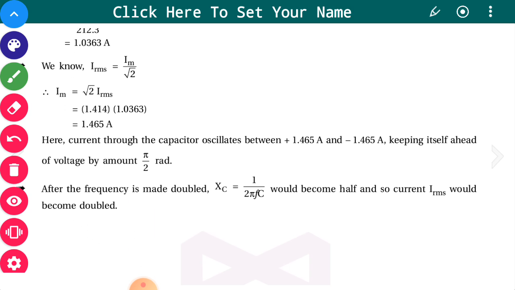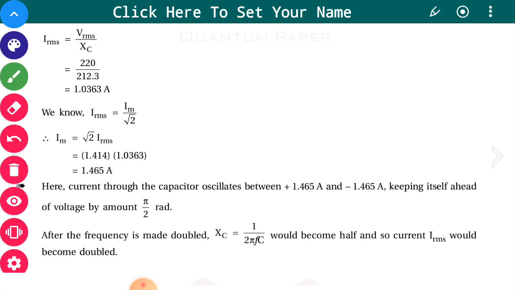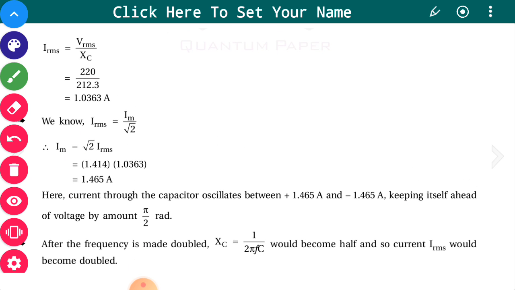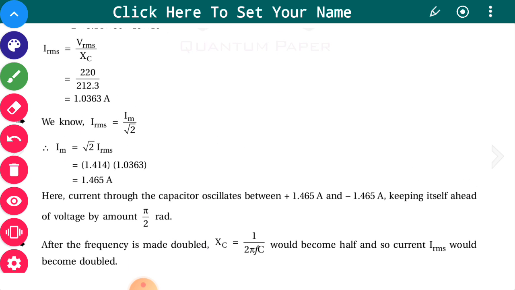Here the current through the capacitor oscillates from positive 1.465 to negative 1.465, keeping itself ahead of the voltage by pi by 2. After the frequency is doubled, Xc will become half, and Irms will become double, as Irms is Vrms upon Xc. So if Xc is made half, then Irms is going to become double.